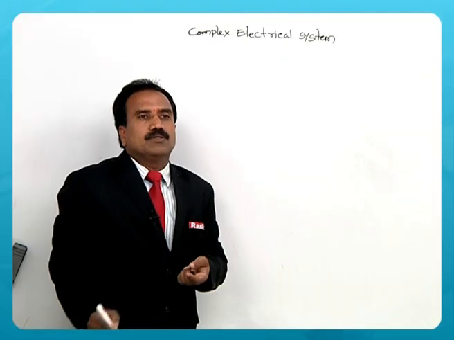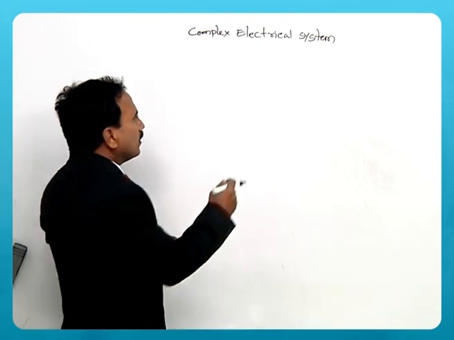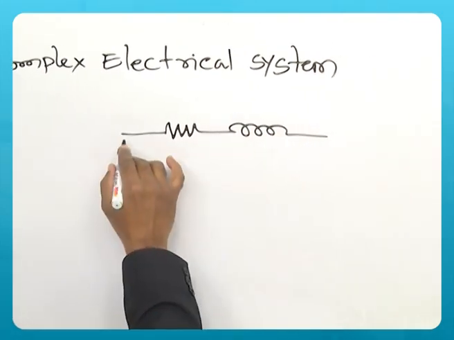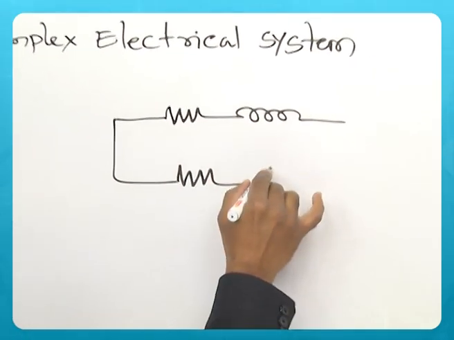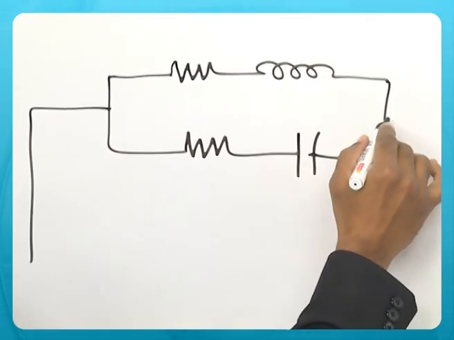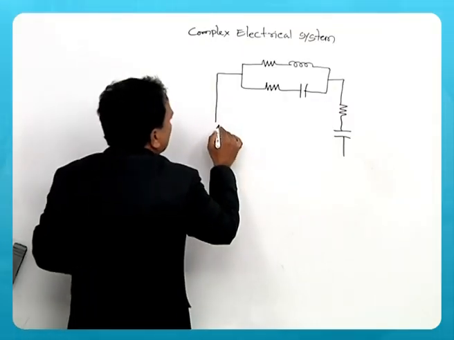Let us move to a little more complex electrical system where you have R and L, and R and C in parallel, and R and C in this way.